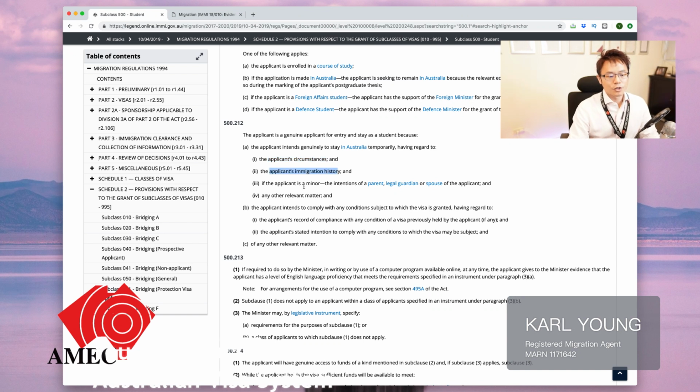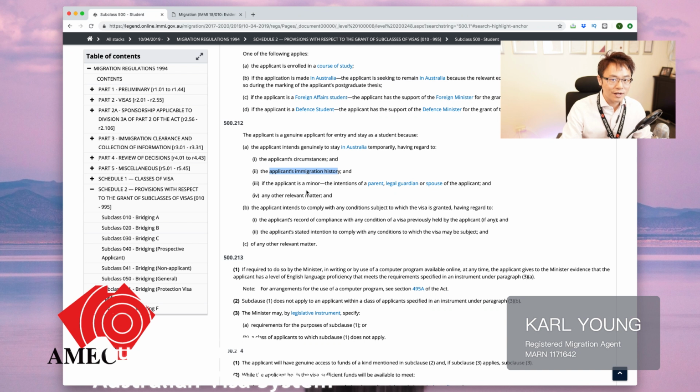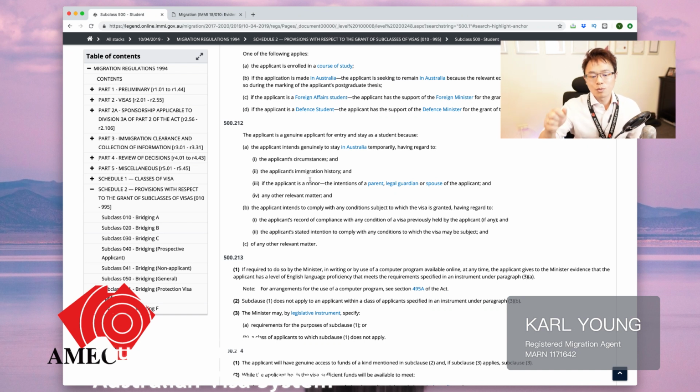Secondly, they will check your immigration history. They will check whether or not you have been to Australia, how many times, and what sort of visa, and whether you have complied with all the visa requirements or conditions. If you have been refused or rejected previously, obviously this will affect your student visa straight away.